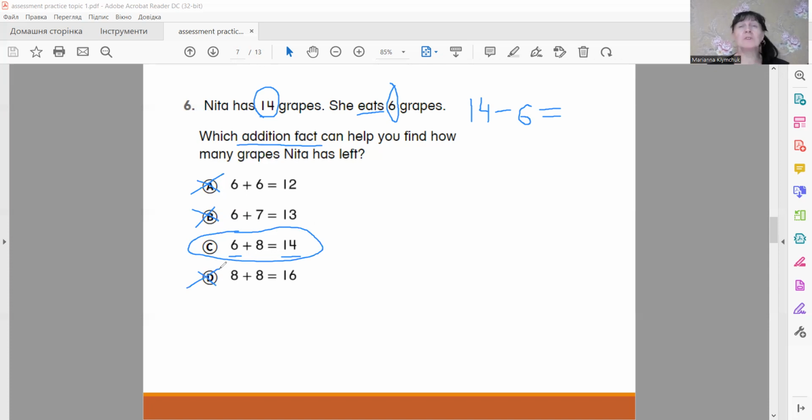Okay, think, who lives in the house? Do we need other people? Do we need other numbers? No, we need only the numbers from that house. We need 14 and 6. This is when we are talking about addition and subtraction related facts.